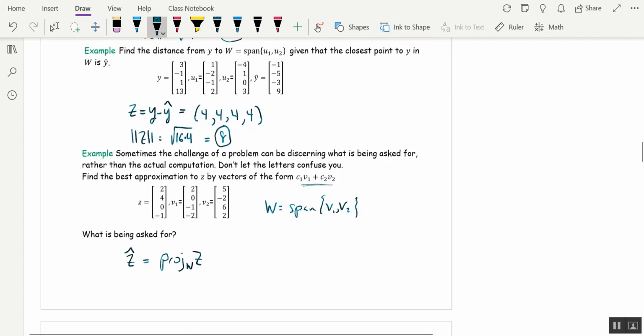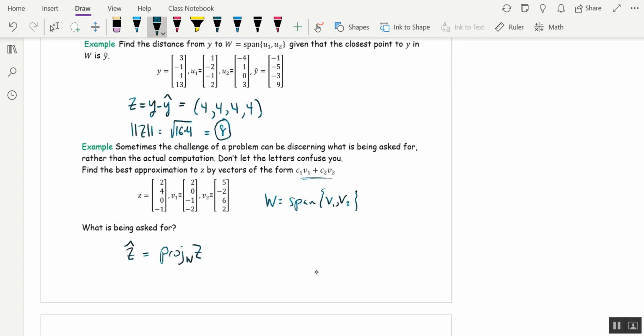And I'll just leave it for you to show that if you do that computation, you should get 2/3 v1 and then 0 v2. So you'll get the vector (4/3, 0, -2/3, -4/3). And that would be the answer there. All right, and that is the end of this section.